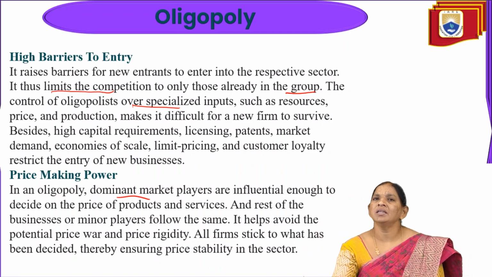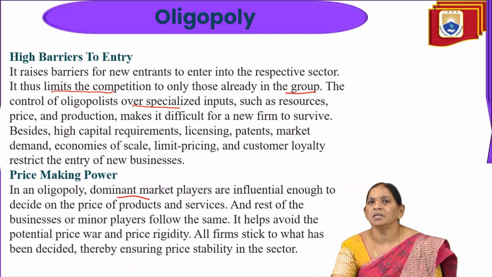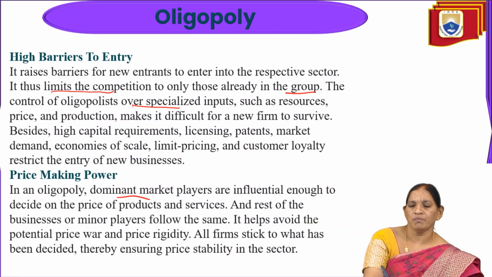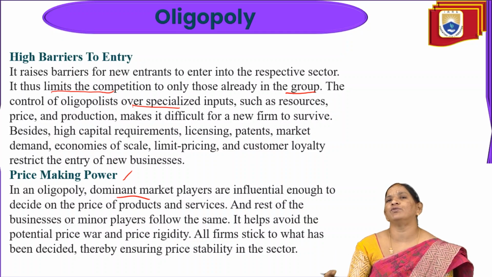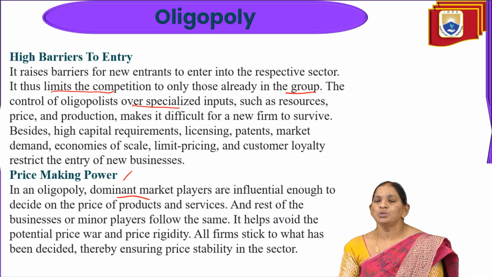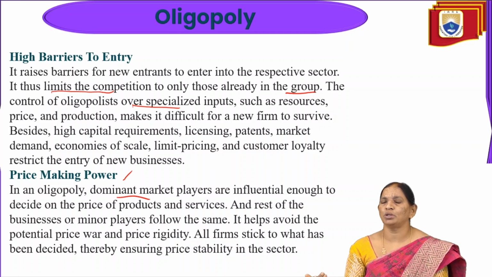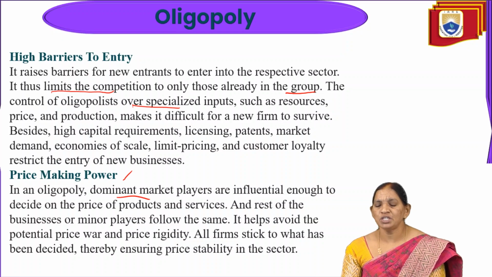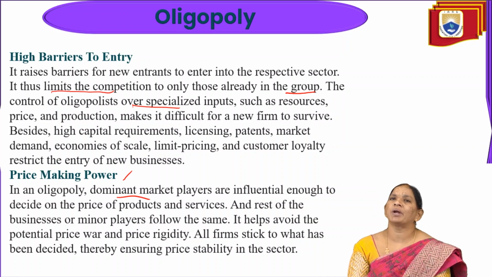So the remaining firms, one or two or three firms who are there in the market, will always follow. So here the price making power will be with the greater or strongest firm in the oligopoly. It is this price making power of the large or strong firm which helps us to avoid potential price wars and price rigidity.